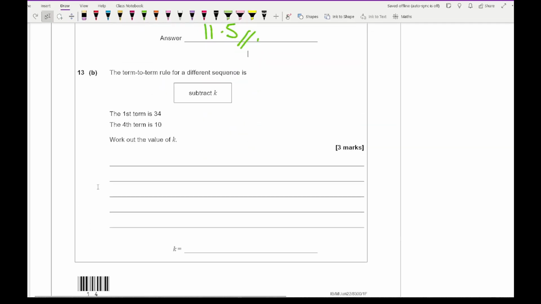Then moving on to question 13b, it says the term-to-term rule for a different sequence is subtract k. The first term is 34, the fourth term is 10. Work out the value of k. So looking at this, if I write down what the four terms are, the first term is 34, and what I'm doing to get from one to the next is take away k, take away k, and then take away k again, and this answer here is 10.